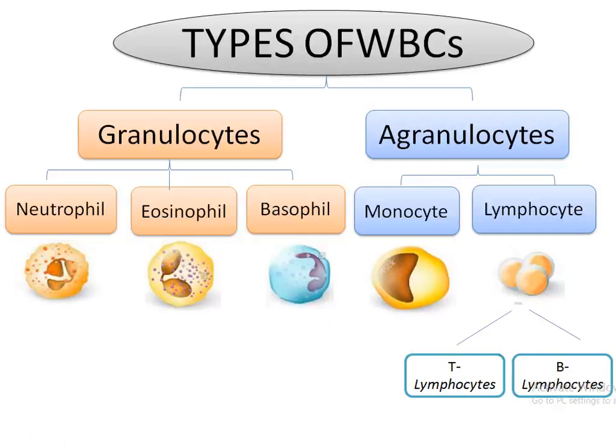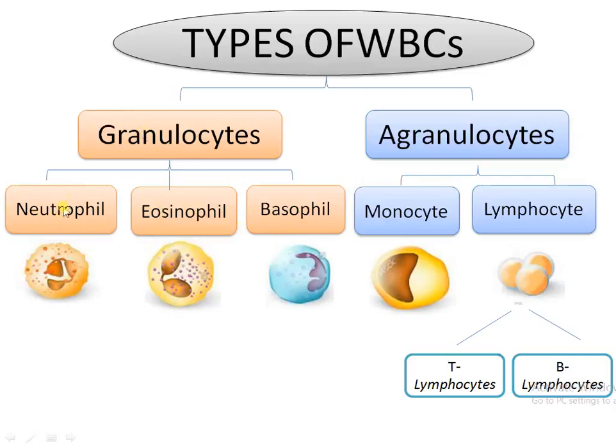Types of WBCs. On the basis of the presence of granules, they are termed granulocytes or agranulocytes. Granular means granules, cytes means cell. Cells having granules are termed granulocytes. Cells without granules are termed agranulocytes. Granulocytes can be neutrophils, eosinophils or basophils.